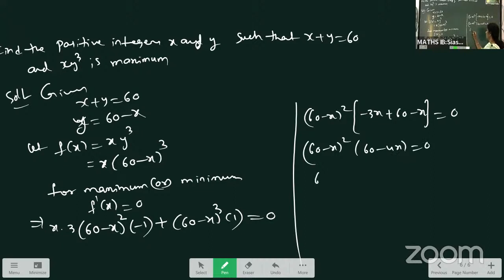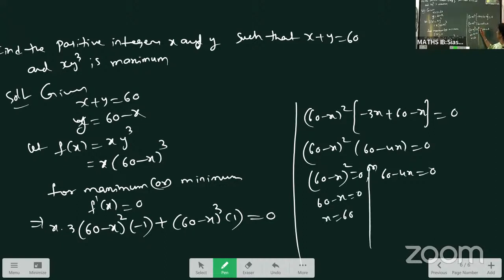So you can take 60 minus x whole square is equal to 0 or 60 minus 4x is equal to 0. From here, 60 minus x is 0, x is equal to 60, or 60 minus 4x, so 60 is equal to 4x. X is equal to 60 by 4. So x is equal to 15. So we got x is equal to 60 or x is equal to 15.